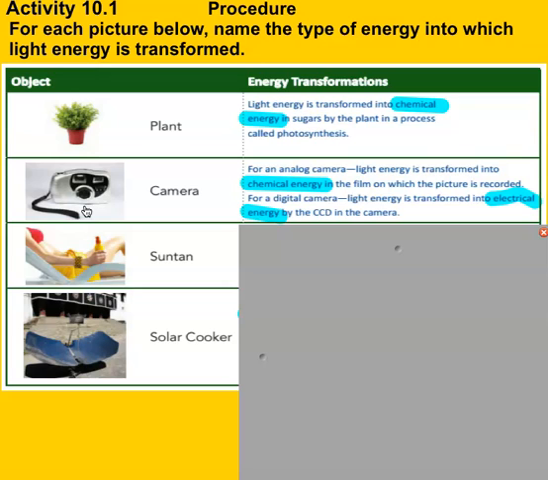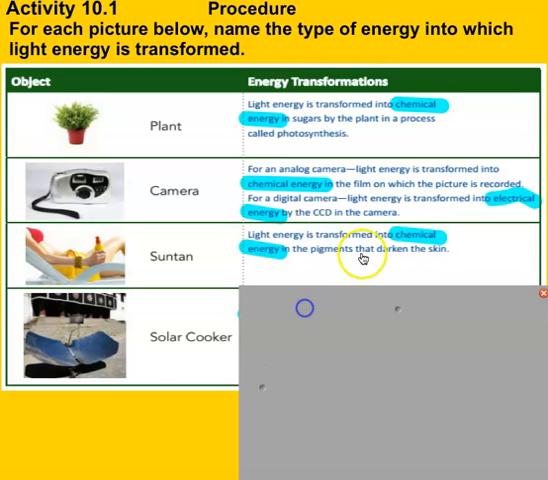Now, if it's a digital camera, light energy is transformed into things like electrical energy. But also it could be light energy, because what we're talking about here is light that goes into the camera lens, but the camera itself also produces light energy. But the light that goes into the lens, say right here in front, could also be in a form of electrical energy. And that's your digital pictures that the camera's taking.